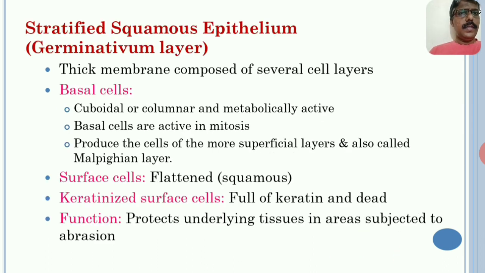Stratified squamous epithelium: the germinativum layer is a thick membrane composed of several cell layers. Basal cells are cuboidal or columnar and metabolically active. Basal cells are active in mitosis, produce the cells of the more superficial layers, and are also called the Malpighian layer.